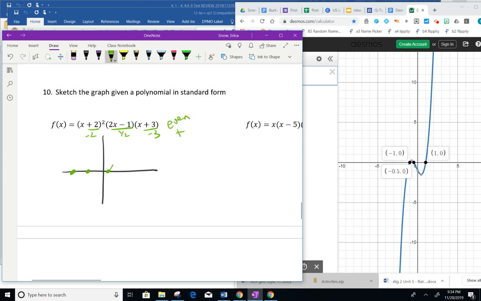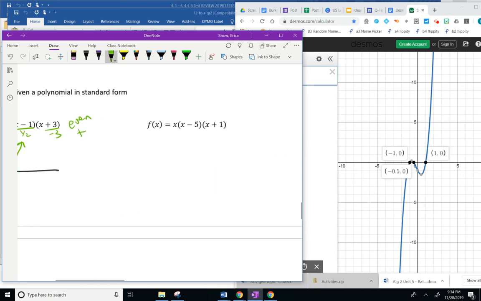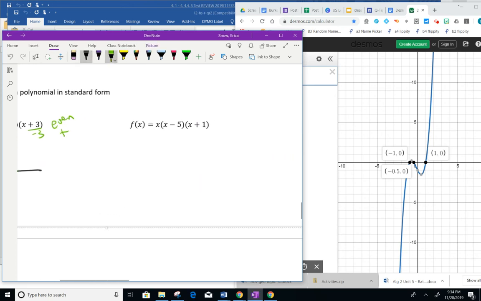So remember, if I told you about that right-handed behavior, if it's going up, it's positive. And this is even, so they're the same direction. And so at -3, we go through. At -2, we bounce because this is an even power. And then we're going to connect back to our 1/2, and it should go through because that's an odd power. Okay, for our other one, let's put our axes up here.